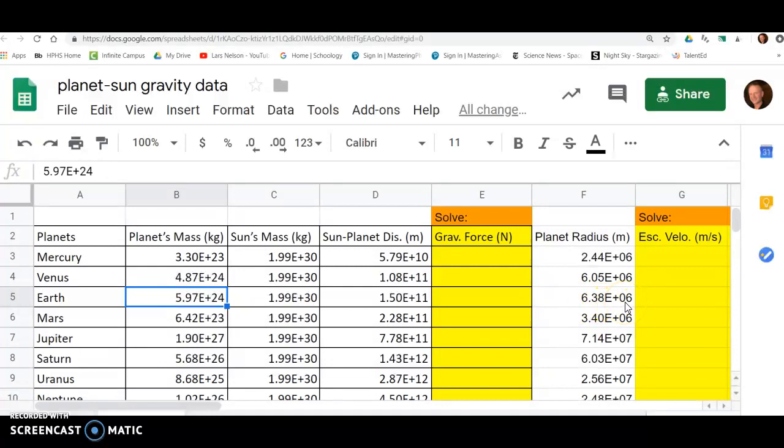We can calculate the velocity necessary to escape Earth's gravitational field. And we'll repeat this for the other planets, given their mass and average radius. Open up your TI Nspire calculators.